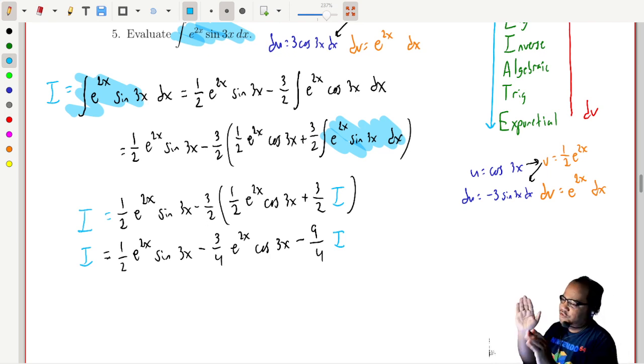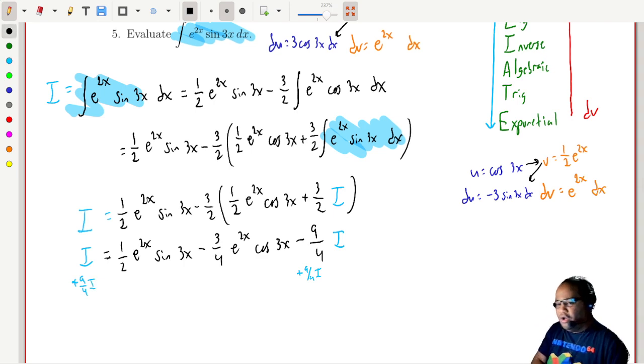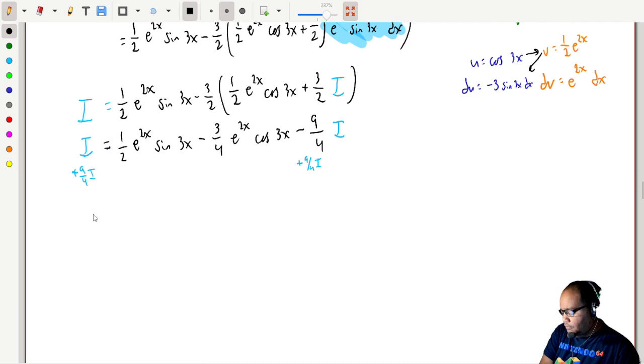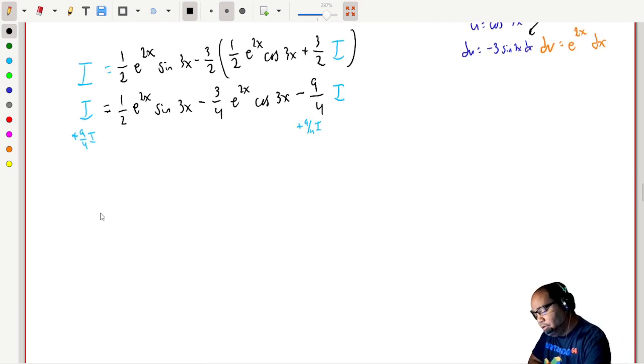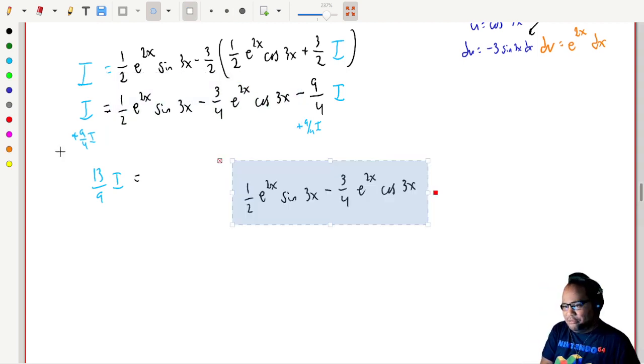All right, now I'm going to do some magic here. I'm going to add 9 over 4 I to both sides. 1 plus 9 over 4. Okay. Well, 1 is 4 over 4. 4 plus 9 is 13, so 13 over 4 I is now equal to, I really don't want to write this again. Okay. Power of technology, right? Copy, paste.